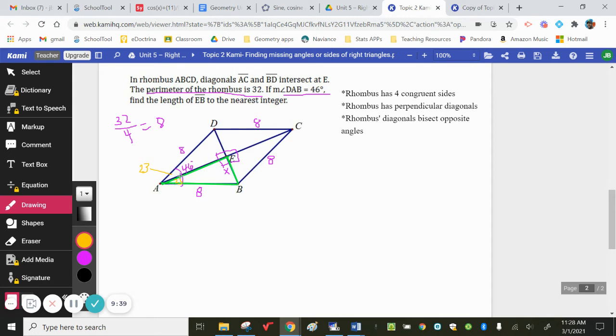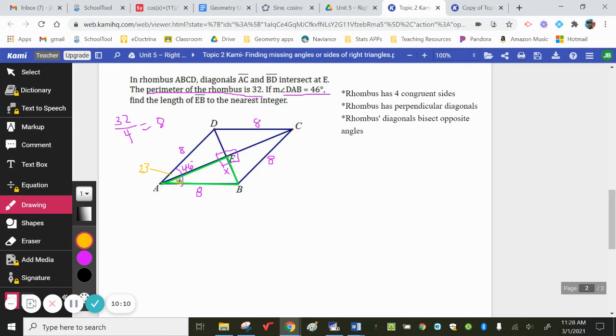Now, do you see how I have a right triangle, AEB, where I know the measure of the angle here, and I know the length of this one side there, and I want to find the length of a second side? This is where I can use trig. I know I have a right triangle because the diagonals are perpendicular. I know one side of the right triangle and one angle, so I'm going to use the one angle and one side to find the length of another side.